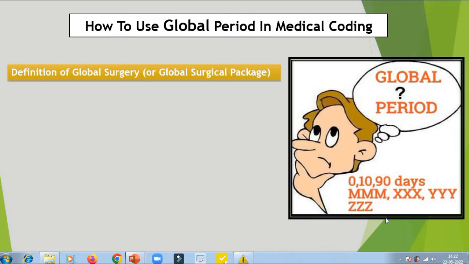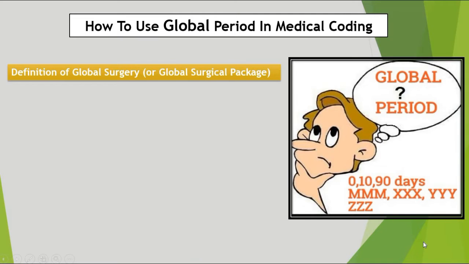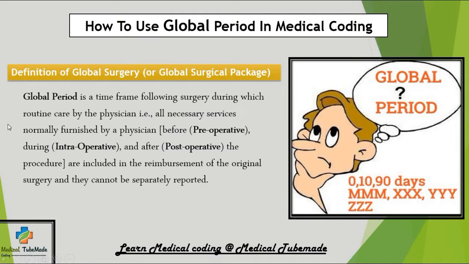Definition of global surgery or global surgical package. Global period is the time frame following surgery during which routine care by the physician, that is all necessary services normally furnished by the physician before surgery (pre-operative), during (intraoperative) and after (post-operative), are included in the reimbursement of the original surgery and cannot be separately reported.